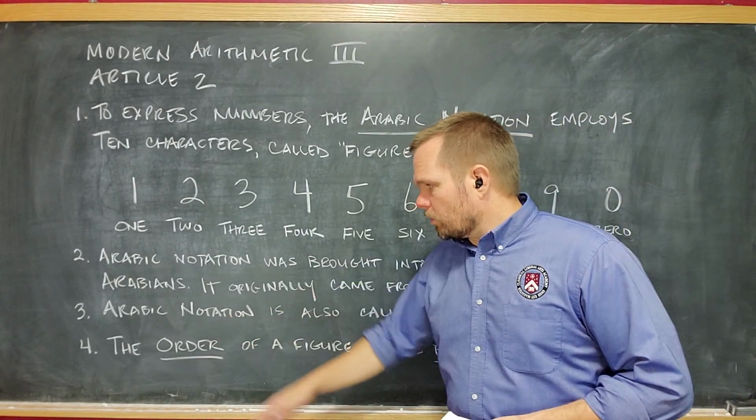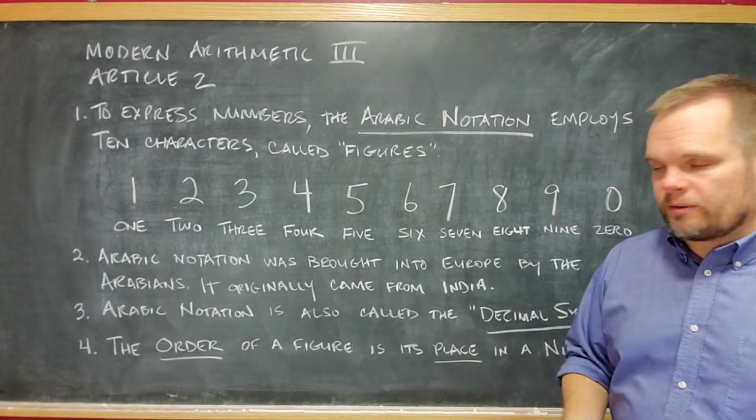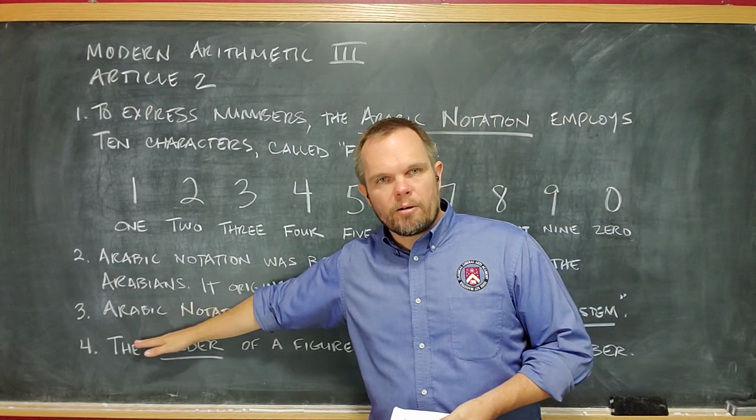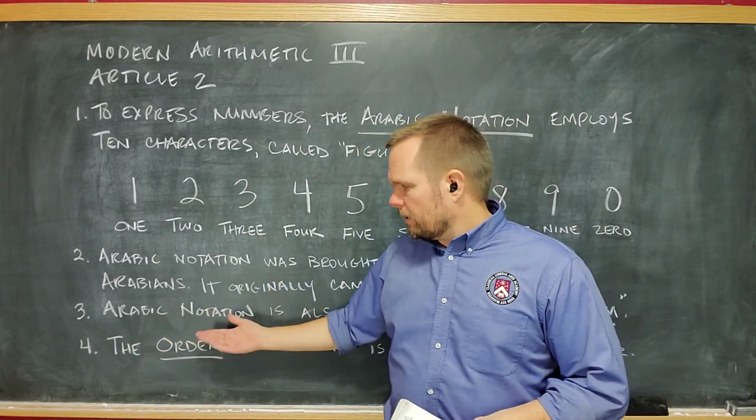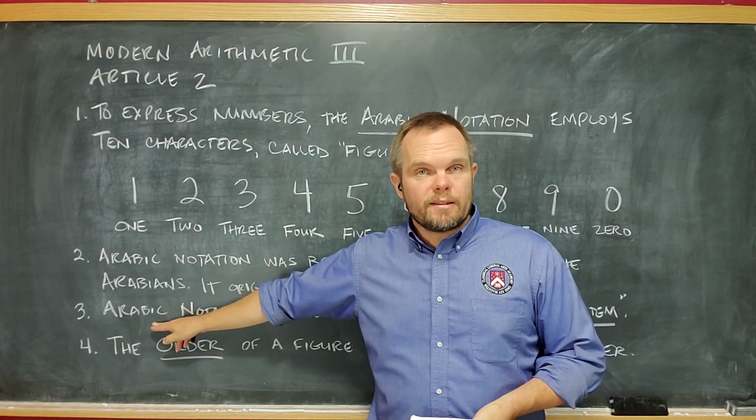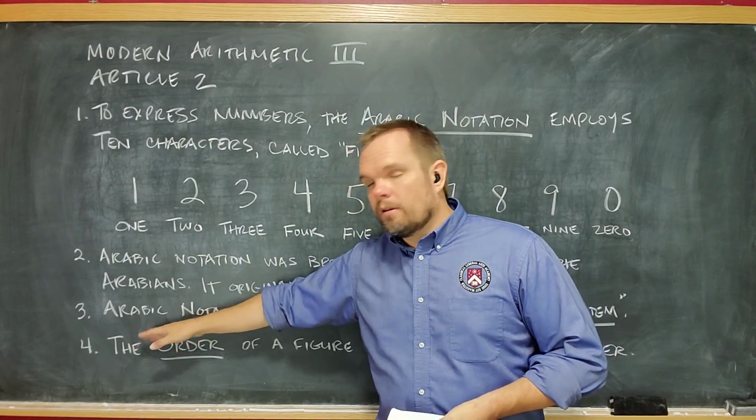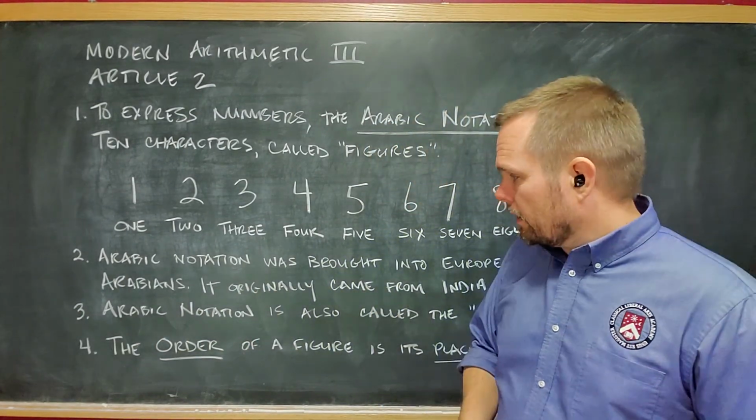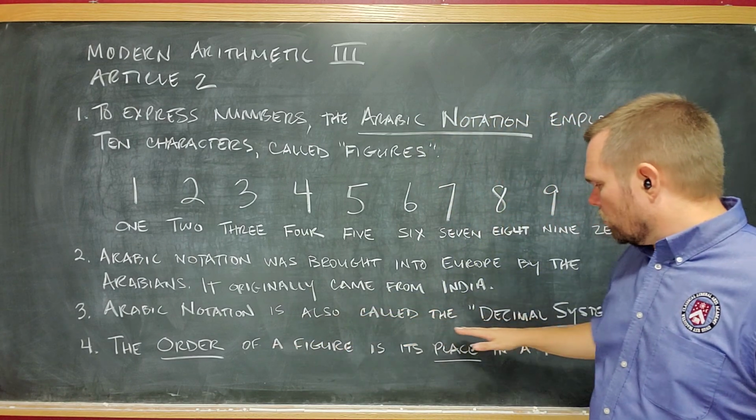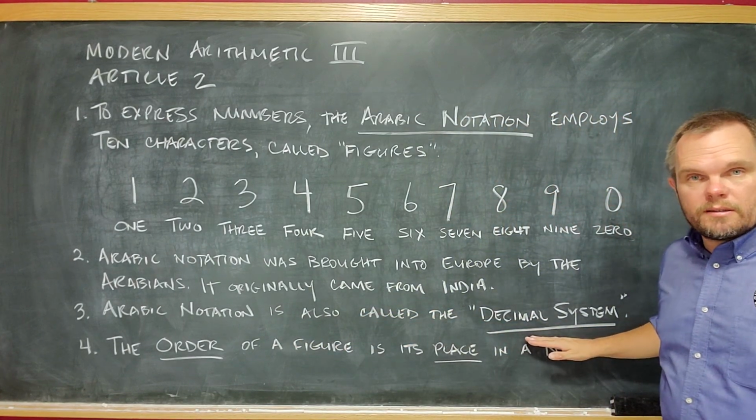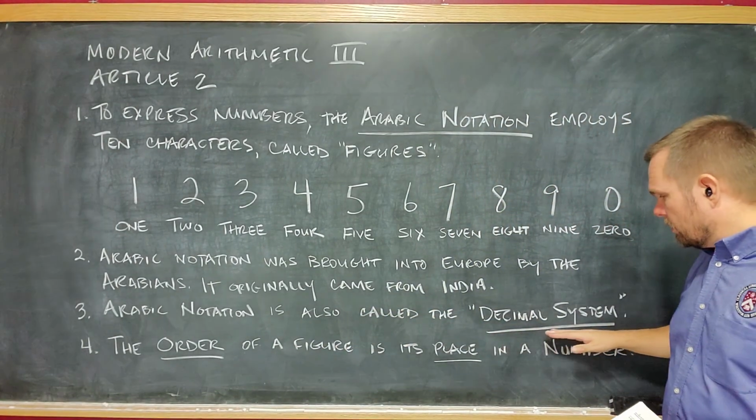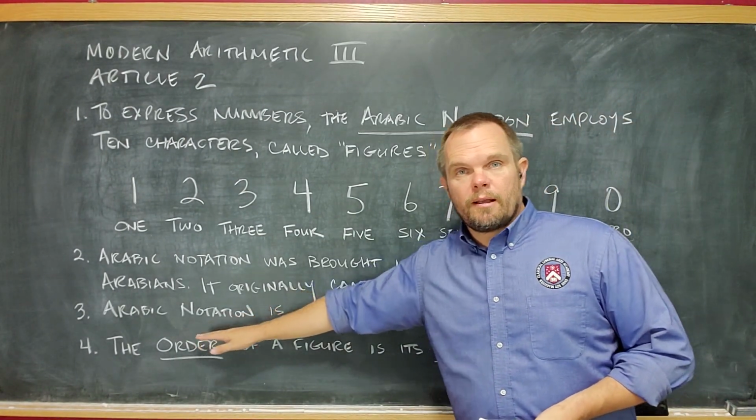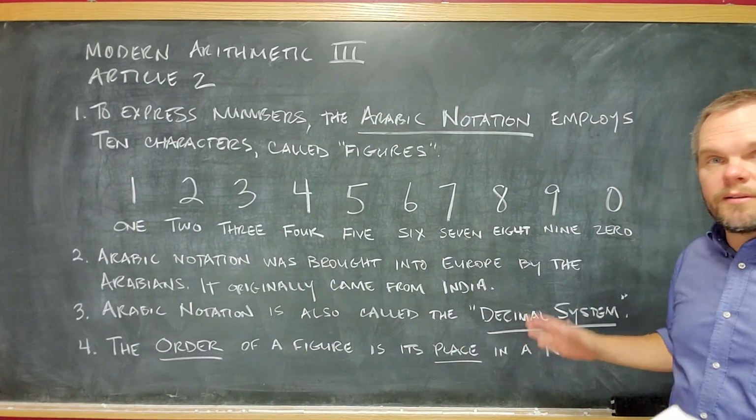In Rule 3 here, we learn that in modern times, Arabic notation, some people don't like to call it Arabic notation because, well, first of all, the Arabians didn't invent it, but they like to give it more of a scientific name, a more mathematical name. Arabic notation is also called the decimal system. The decimal system. So Arabic notation and the decimal system are the same thing.